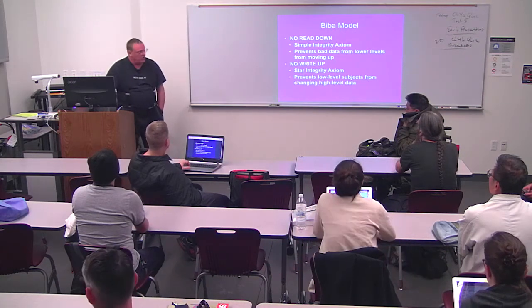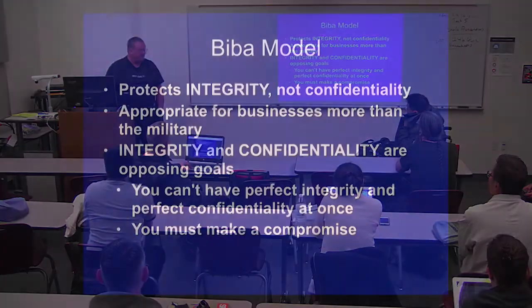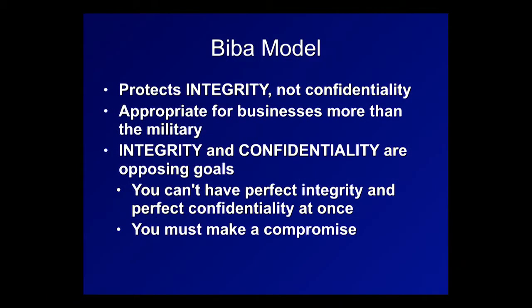So the Biba model creates integrity, but it does not protect confidentiality. And this turned out to not just be that it's a stupid model and you can do better. This is a fundamental issue. Confidentiality and integrity are opposing goals. You can't have both of them perfect at the same time. Life is just more complicated than that, even in a computer system.